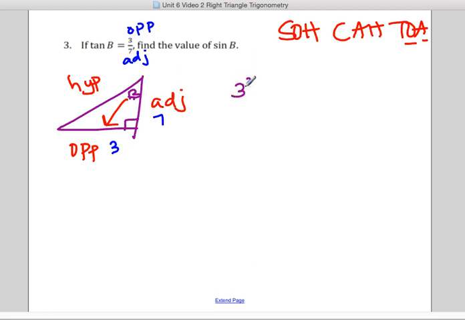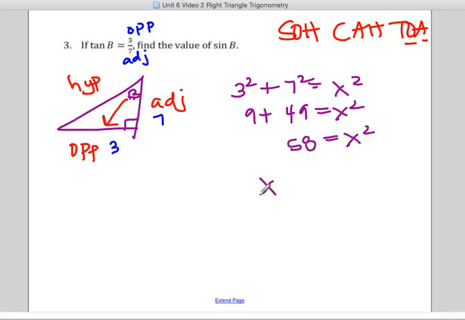So I have 3 squared plus 7 squared equals x squared. So this is 9 plus 49 equals x squared. So I have 58 is equal to x squared. So x is equal to the square root of 58. Okay, so this is the square root of 58. And I would look and say, is there any perfect squares in 58? And there is not.